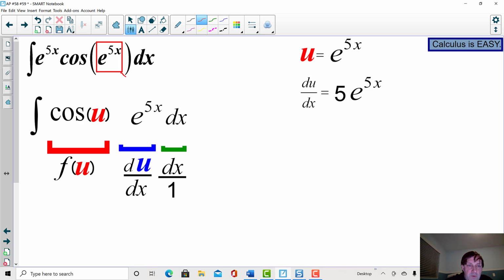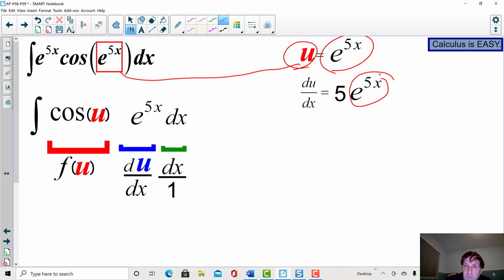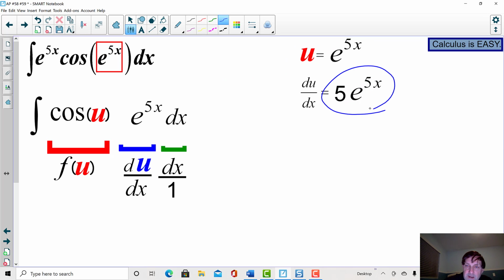Okay, for this one, we're going to choose e to the 5x for our u. And when we do the derivative of e to the 5x, we get e to the 5x. But then we got to do the chain rule, because it's not just an x, it's a 5x. So we do the derivative of 5x, and we get an extra 5 down here. So our u prime is going to be 5 times e to the 5x.